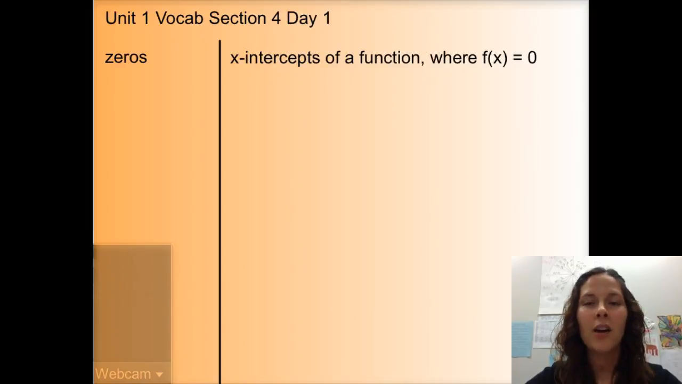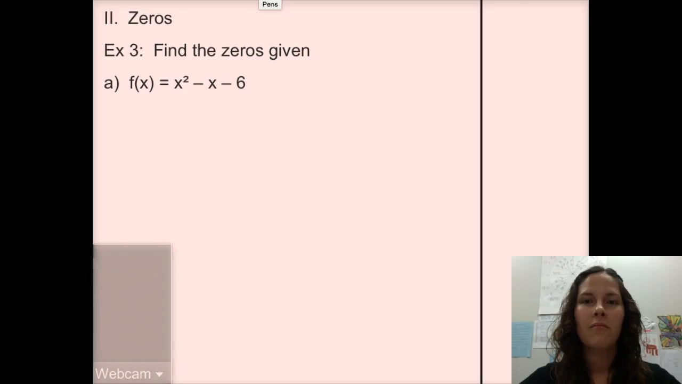Next, we're going to take a look at how to find the zeros of a function. Remember, the zeros are another word for x-intercepts. So we already know how to find x-intercepts. We replace y with 0, or we find where the function f of x is equal to 0 and solve for x. Our first example is a quadratic function.